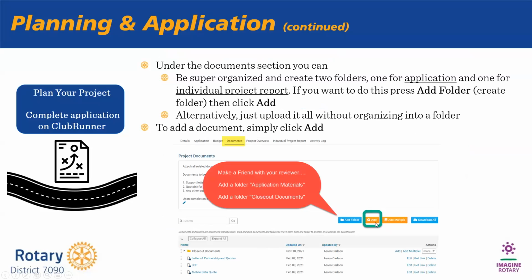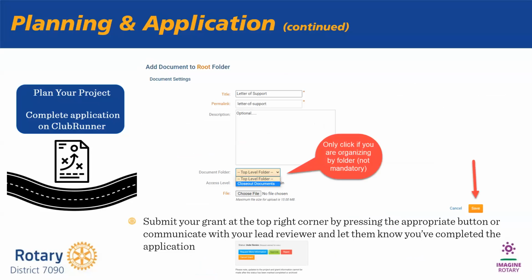You can simply just hit add and add the documents you need. Most grants will require a letter of partnership and at least one quote is mostly what you'll see there. Some folks might add a little bit more, but yeah.